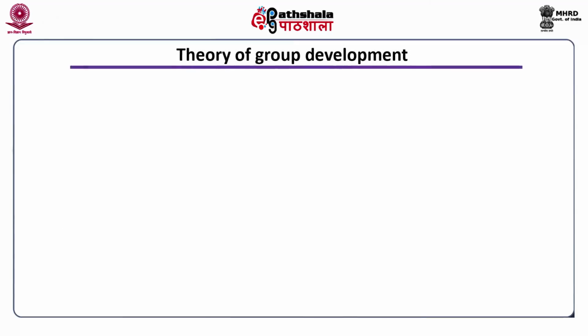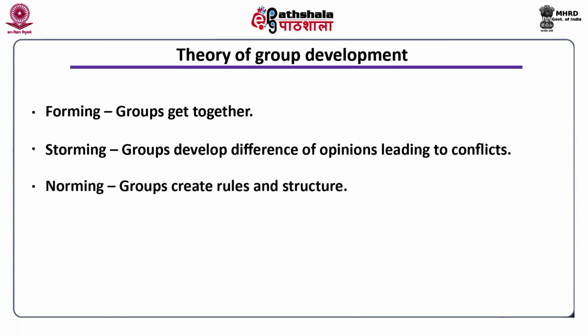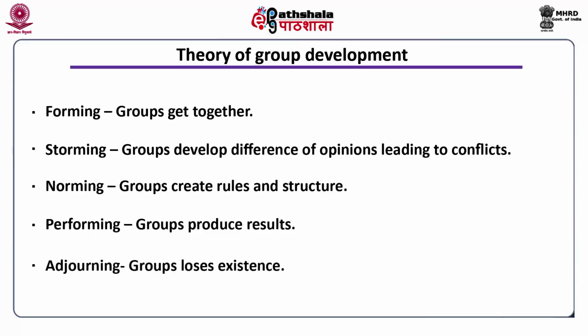To conclude, we can say that the theory of group formation as suggested by Tuckman explains that there are 5 stages in group development, which can be summarized as follows. First, forming, where groups get together. Storming, where groups develop differences of opinions leading to conflicts. Next, norming, where groups create rules and structure. Then performing, where groups produce results. And adjourning, when groups lose existence.